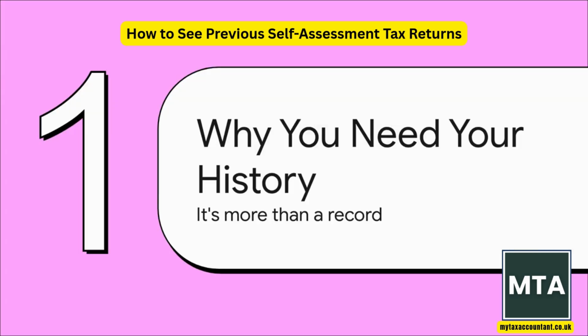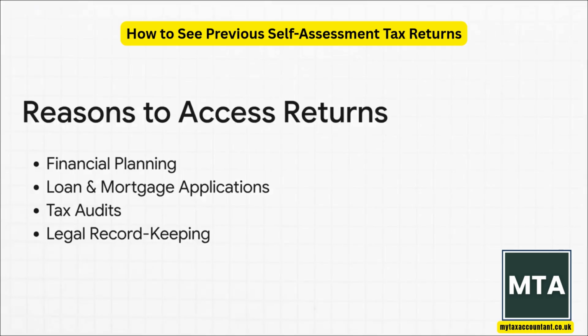Now, before we jump into the nitty-gritty of how to find these things, let's just take a second to talk about why you even need them. These aren't just old files collecting digital dust. They are a vital piece of your financial puzzle. The big one, of course, is for loan and mortgage obligations. It's how banks verify what you earn. But they're also absolutely essential if HMRC decides to audit you. And here's something you really need to remember. If you're self-employed, you are legally required to keep these records for at least 5 years after the submission deadline. So yeah, they're pretty important.